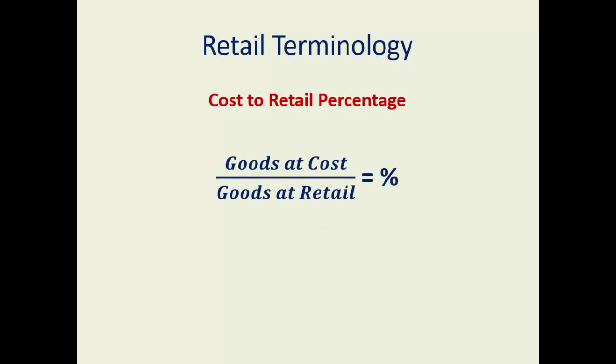Cost to retail percentage. Goods at cost divided by goods at retail, or cost divided by sales price. Instead of taking gross profit divided by sales price, now I'm taking my cost divided by the sales price.